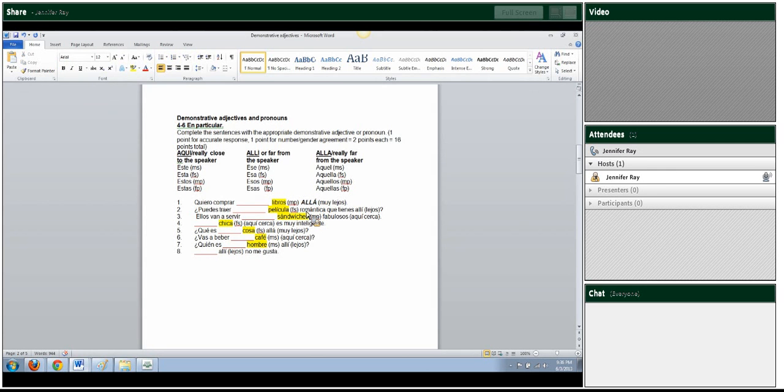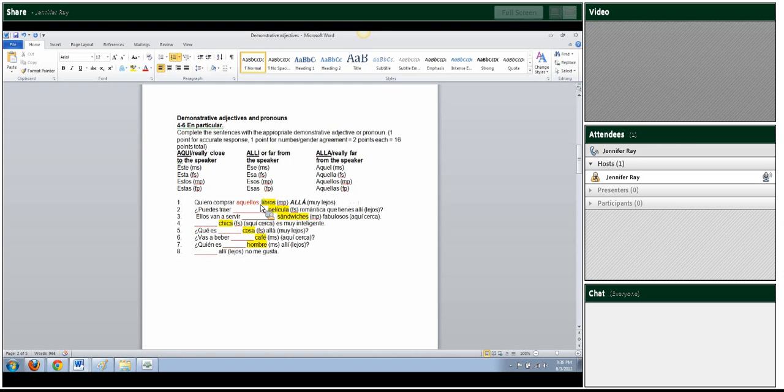Okay, so we see the word allá. So allá goes with the form of aquel. So our choices are aquel, aquella, aquellos, aquellas. What I'm saying is I want to buy those books over there really far away. Books is a masculine plural word, so I need the masculine plural of these words. So aquel is masculine singular, so I can get rid of it. That's not masculine plural. Aquella is feminine singular, it's not masculine plural. Aquellos is masculine plural, so that's the one I'm going to want to keep. So I can get rid of aquellas.